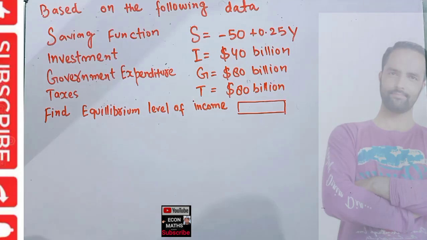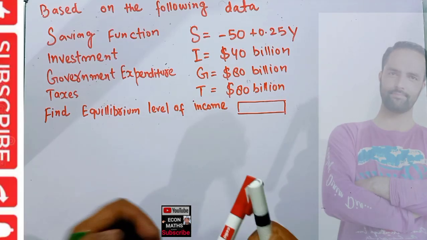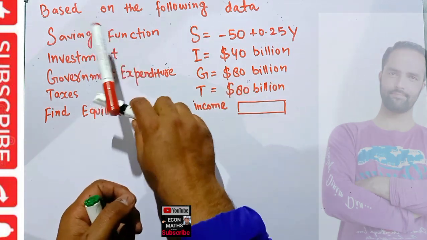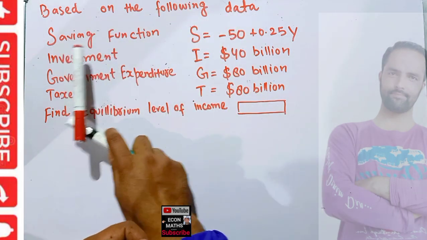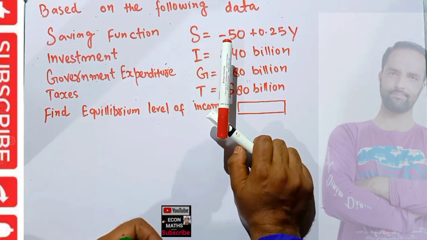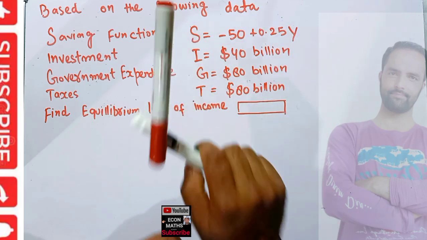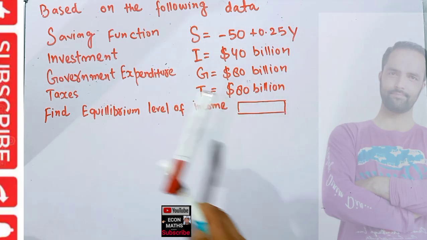In this video, we will solve a problem on finding the equilibrium level of income from the given data. The question is like this. Based on the following data, we are being given the savings function S is equal to minus 50 plus 0.25y. Y is our income. S denotes the savings here, okay?